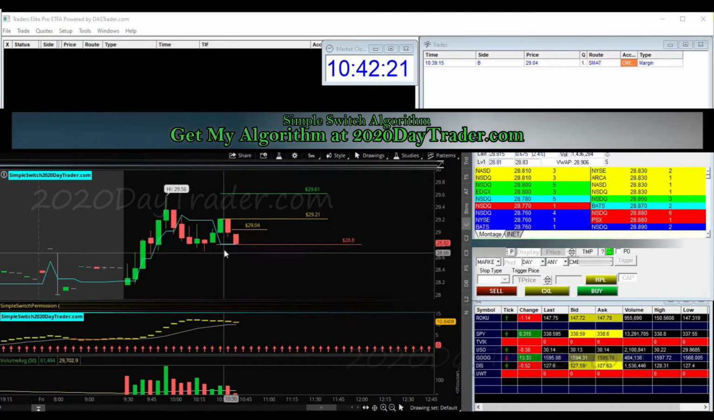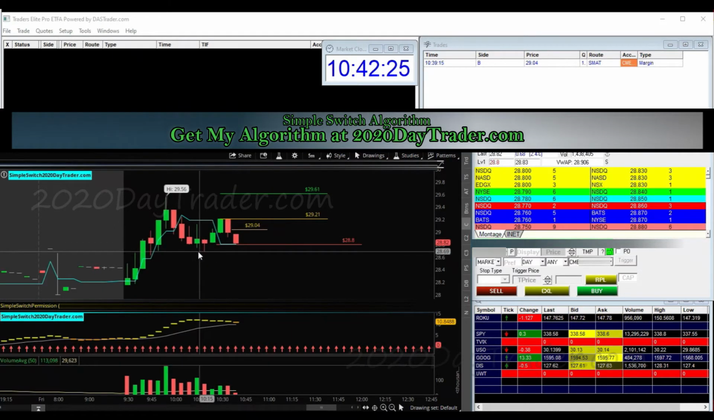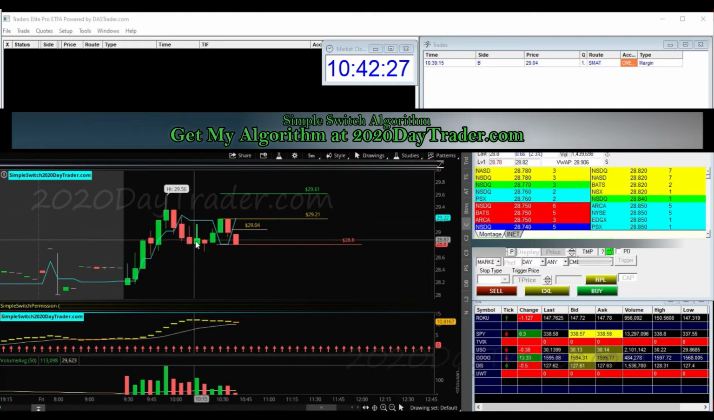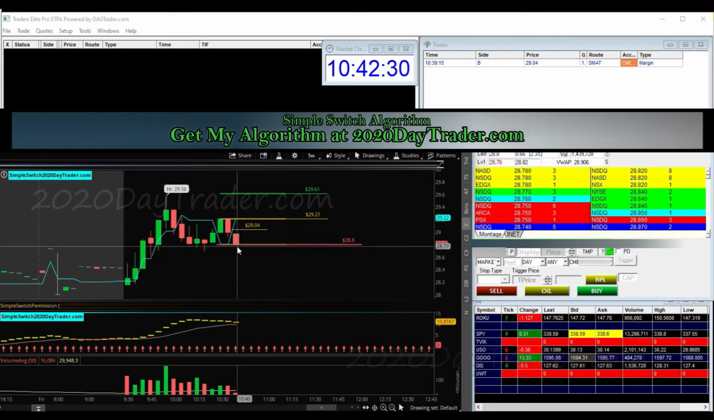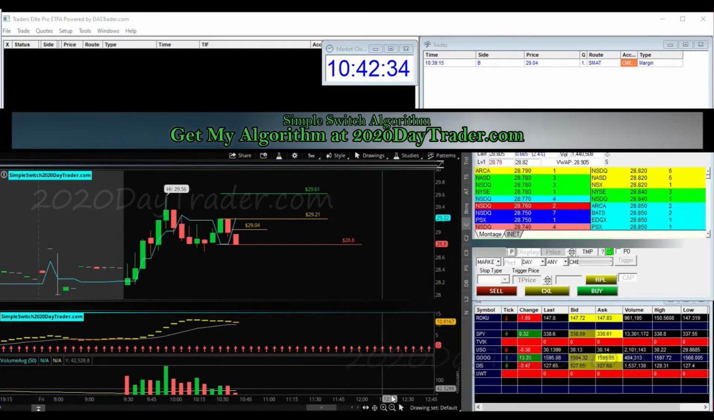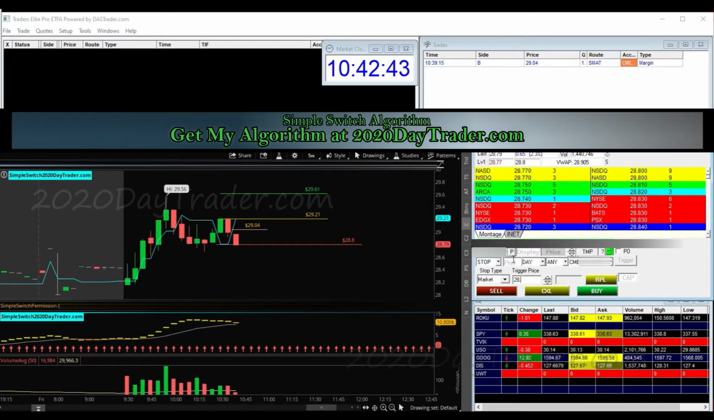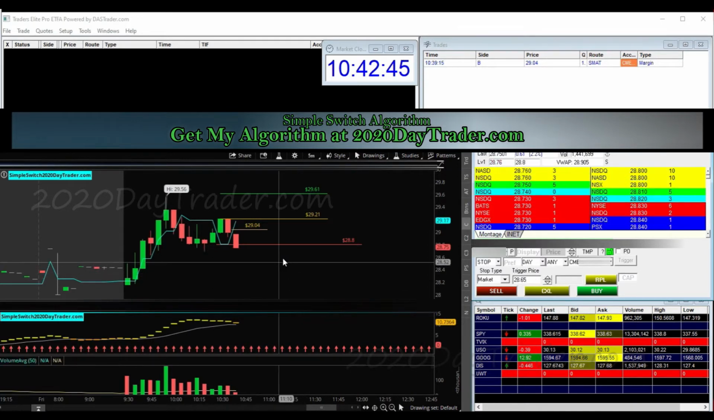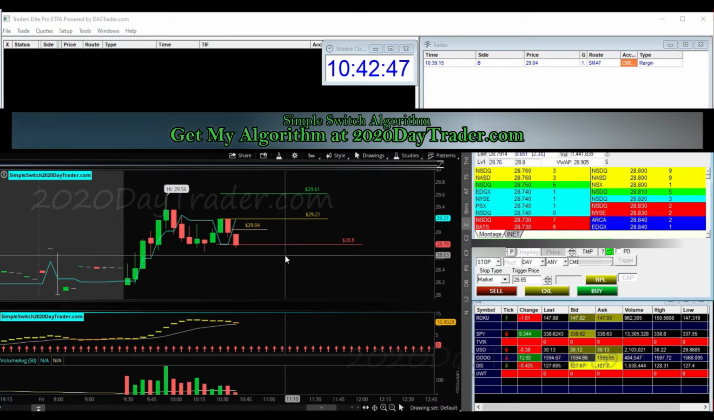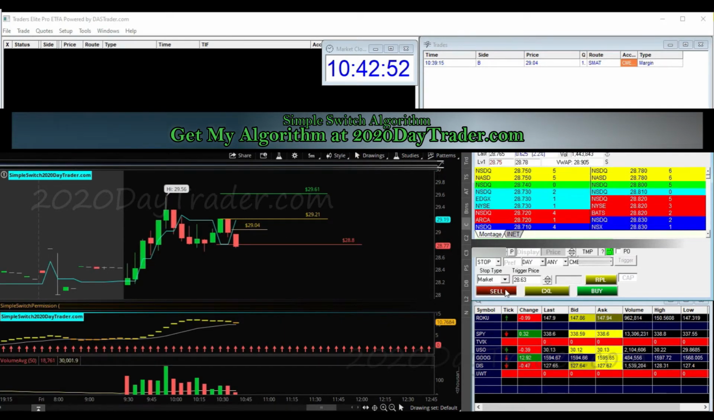And then right here is the algorithm stop, but it's very close to this support level off of a flag. So the flag came down, bounced. So I'm going to move my stop on this one just below this flag here. So 28.66 is where I'm going to put my stop. 28.65. Stop market. 28.65. And then we're long, so we're going to sell it.